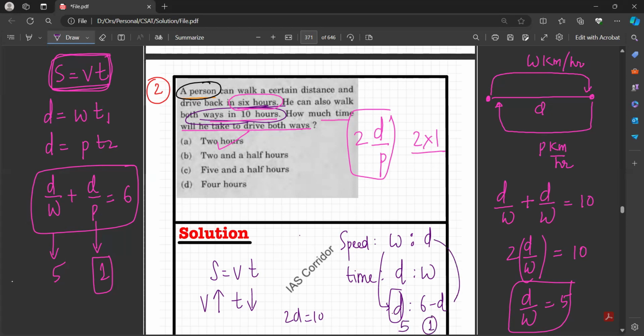So the driving speed is 1 unit. So if we need to find the time, how much will it be? 2. That means 2 hours. Got it? This is the ratio logic. Not everyone would find it easy, but I would suggest use this method, S equals VT method. You will definitely get the answer in all the questions, right? Let us proceed to the next problem.